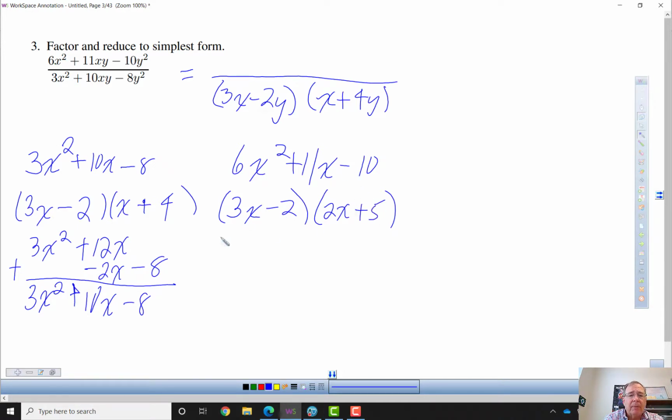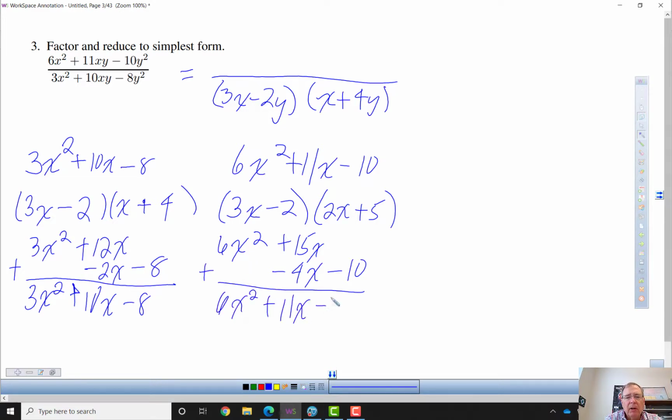So let's check that. 6x squared plus 15x, negative 2 times 2x is negative 4x, negative 2 times positive 5 is negative 10. We knew that was going to happen. So we add the two rows. So we have the correct factorization. So we're just going to put the y's back in here and here. So 3x minus 2y times 2x plus 5y.